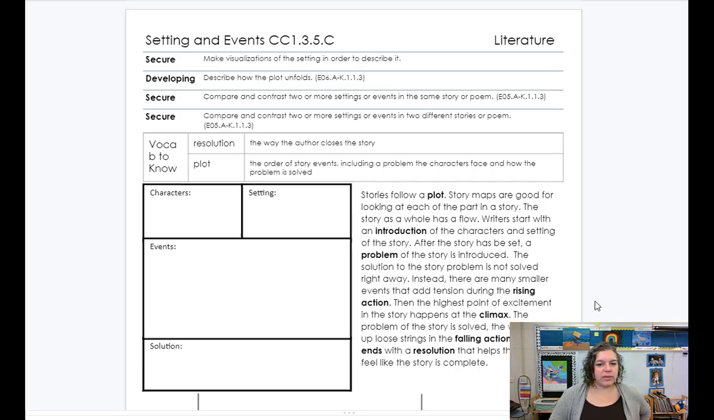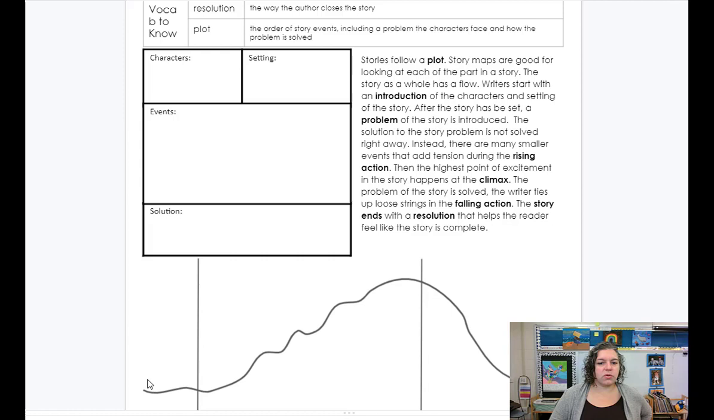Stories start with an introduction, so this is why we use the story arc, because stories start with the introduction of the characters and the setting of the story. After the story has been set, the problem of the story is introduced. A solution to the story problem is not solved right away. Instead, there are many smaller events that add tension during the rising action. Then the highest point of excitement in the story happens at the climax. The problem of the story is solved, and the writer needs to tie up loose strings in the falling action, and then the story ends with the resolution that helps the reader feel like the story is complete.